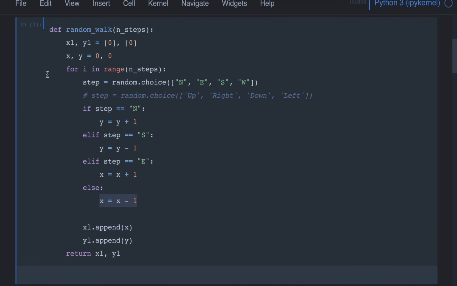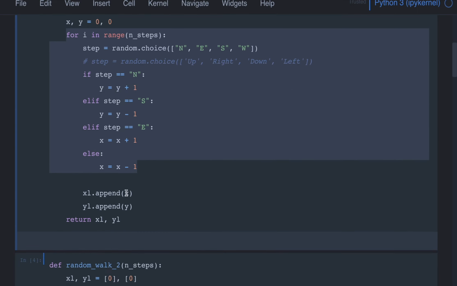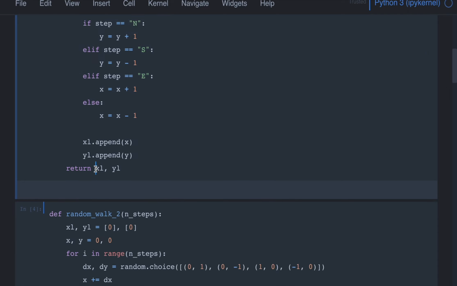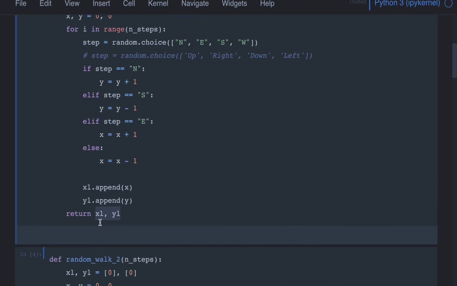Okay, so for every step, we have computed the updated coordinates, right? And then these updated coordinates at time, let's say t+1, we have stored them in this list. And finally, we are returning these 2 lists, XL and YL, right? So if the person has taken 100 steps, which means these 2 lists each will contain 100 values.